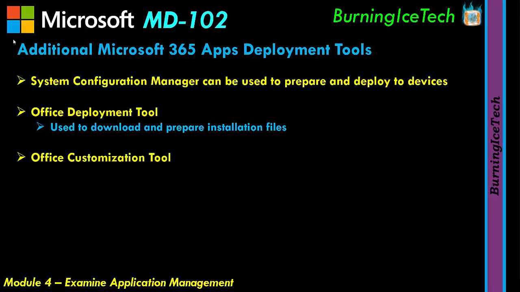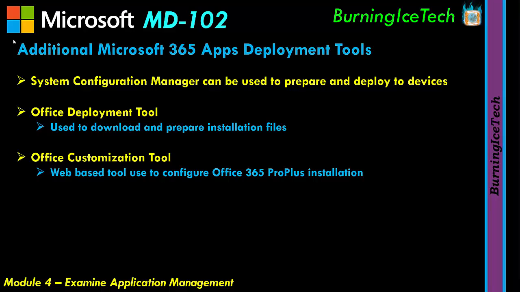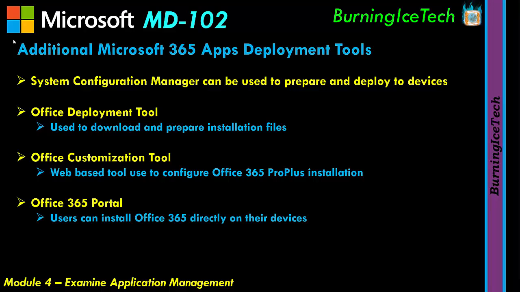We've got the Office Customization Tool. So this, for those of you who don't know, is a web-based tool used to configure Office 365 ProPlus installations. You can go and choose how, where, what, when, what needs to be included, that kind of jazz. And then the last one, which might very well be the most common, most well-known one, and probably the most widely used one here, Office 365 Portal. Now that might be a bit vague, so what I mean by that is the ability for users to go to the 365 portal, this will be specifically the user portal, guys, and being able to install Office directly or install the apps directly onto the devices.